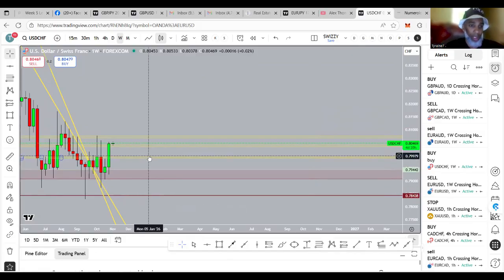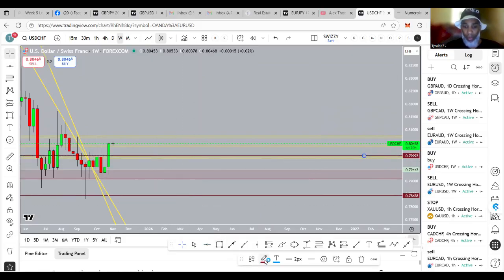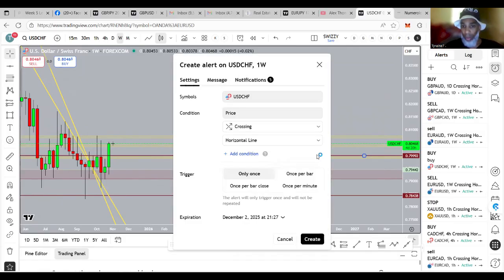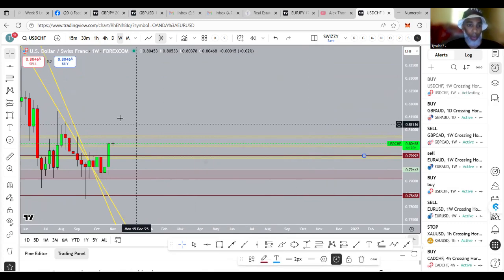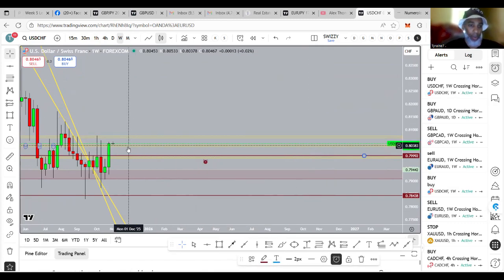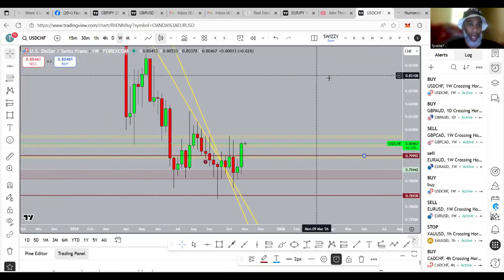For entry, I would like to come back to this zone, 79979. That's pretty good. If we can come back around there, that would be a good entry. I'm going to set an alarm for there, and if it does, then that can be a possible buy. We're going to keep an eye open for that. But right now it's at this zone, so we're looking for a pullback.